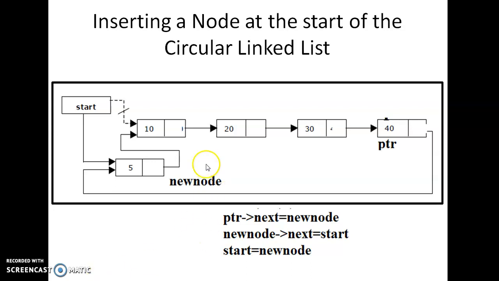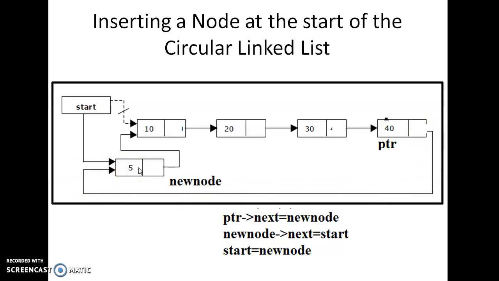Now consider this is the circular linked list that we are having. The last node 40 is pointing to the 10. Now what we want to do is insert a new node containing the data 5 before this particular 10. When we want to do that, we'll start with pointer equal to start. We'll go to the ending of the circular linked list. Why? Because 40 is pointing to the 10. Now 40 should point to the 5.